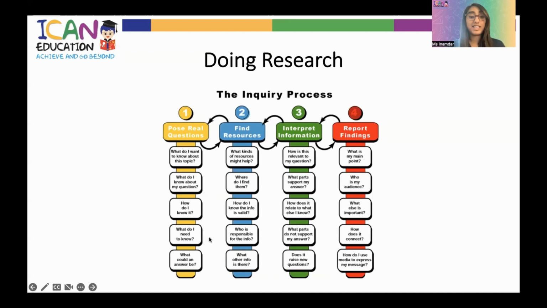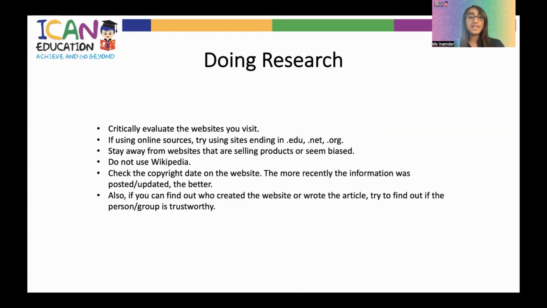Okay, let's come back to these two questions here. This is where you have to be very careful about the websites that you visit. If you're using online sources, make sure that you look for websites that end in .edu, .net, or .org. Now, of course, not all of your websites might end in these URLs, but that's okay. If you do find these, then you know that it's probably credible. Stay away from websites that are selling products or seem biased. Do not use Wikipedia. I'm sure you've been told this at school as well, and I'm telling you here in the video as well, do not use Wikipedia.